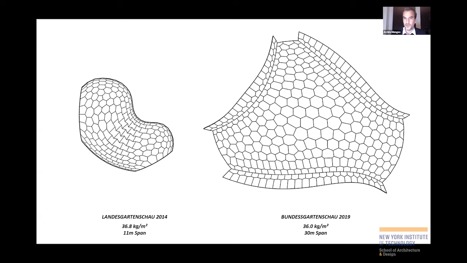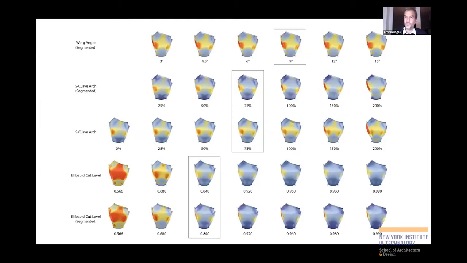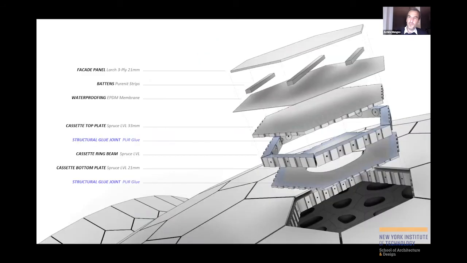The Landesgarten show that I showed you before had an 11 meter span, and was weighing 36.8 kilograms per square meter. Then the new shell spanned 30 meters, which for any material is actually quite a considerable span, and weighs just 36 kilograms. This was achieved by, of course, advances in the computational design and optimization tools that we need, but it was especially possible because we did something that we never do in architecture. We increased the complexity of construction in order to consume less material.